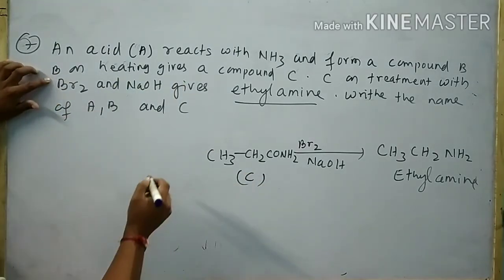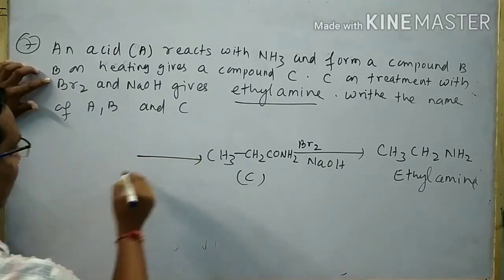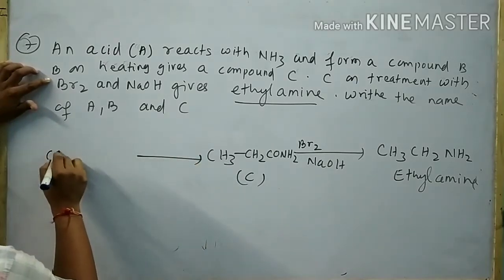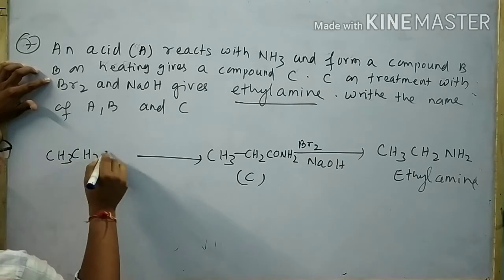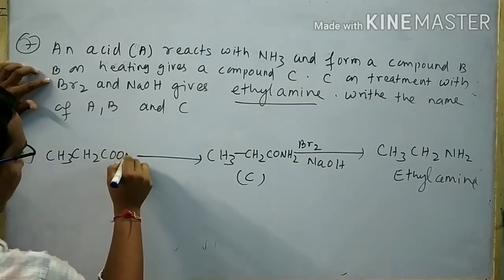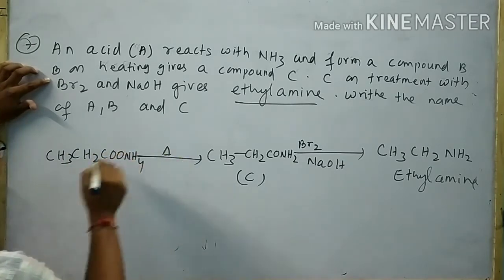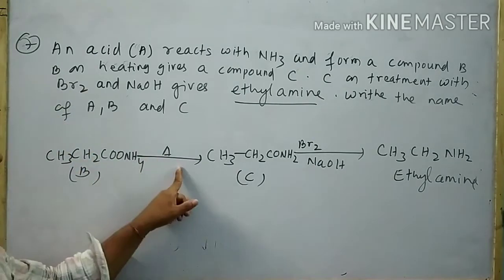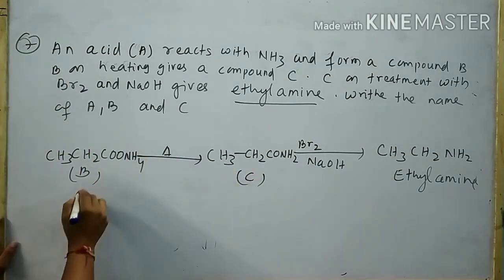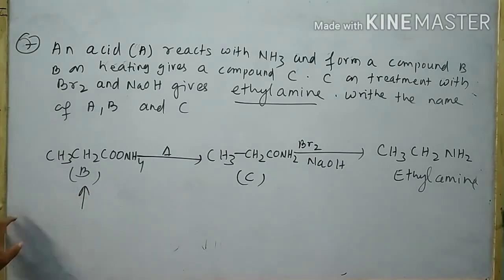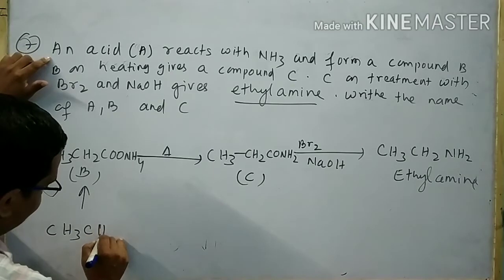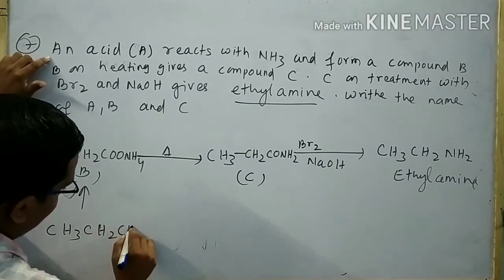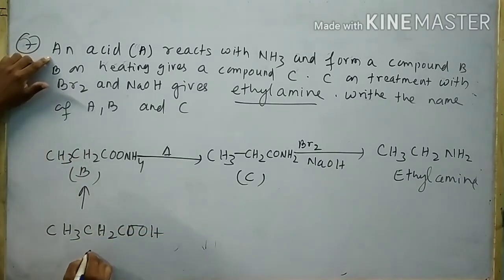B on heating gives compound C. That means B is CH3CH2COONH4. The B product is ammonium propionate. B on heating gives C. Ammonium propionate is formed from A. That means A is propanoic acid, CH3CH2COOH.